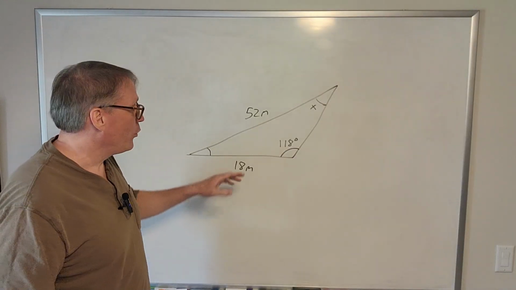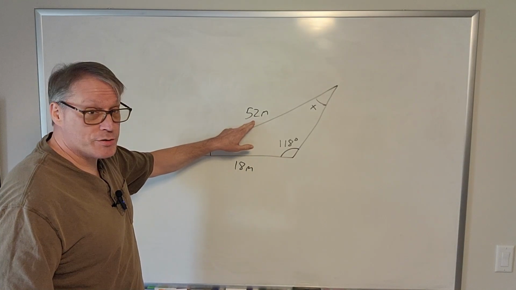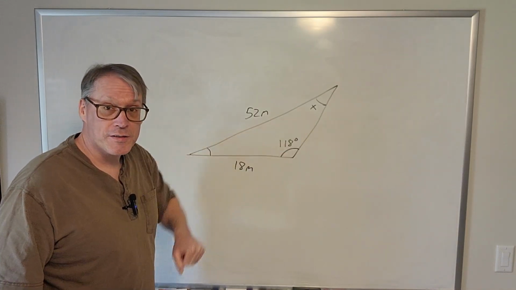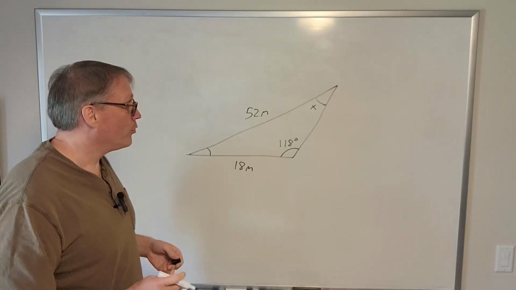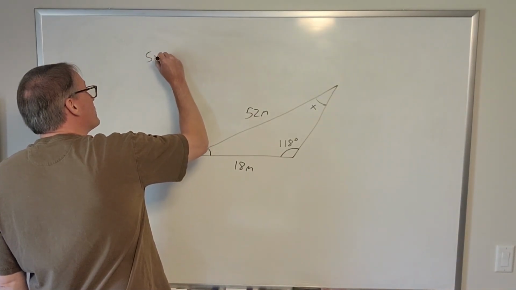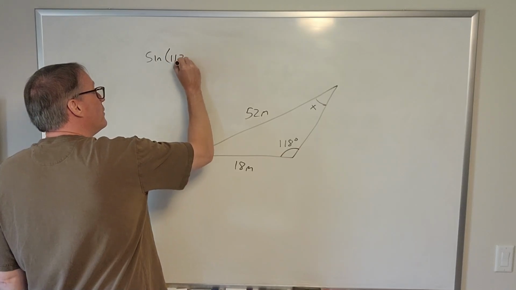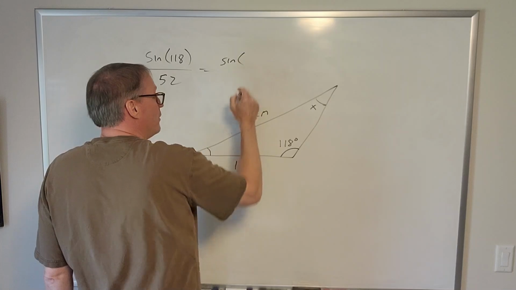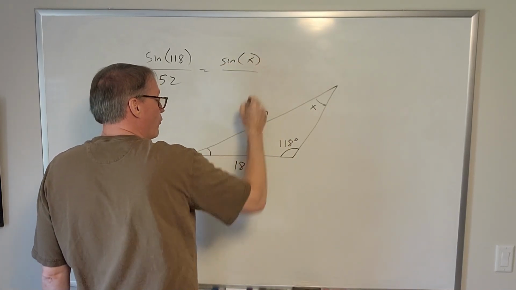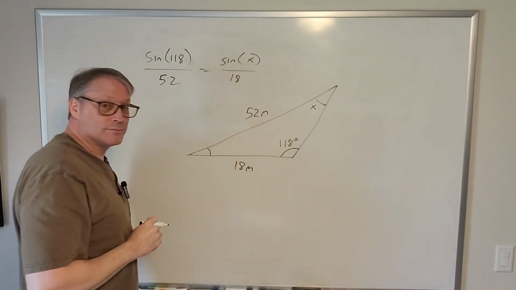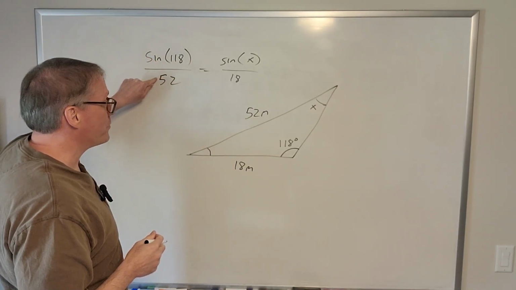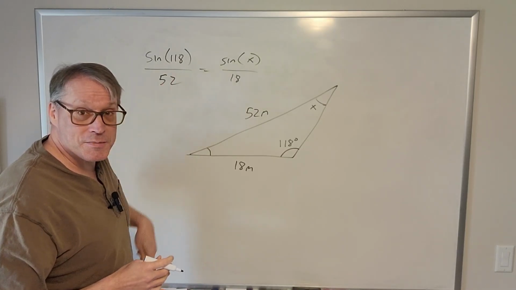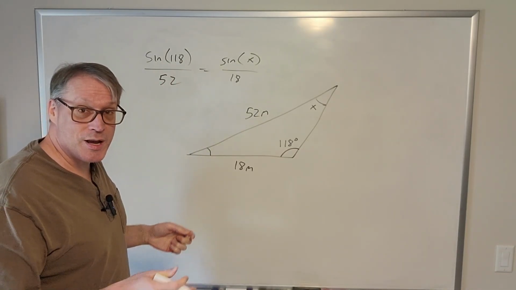Here's another example. We have 118 degrees here, 52 meters here, 18 meters here, but we don't know either of these two other angles, and we want to know what that angle is. How do we use the law of sines? Well, use this version. Sine of 118 over 52 equals the sine of x over 18. 118 is opposite 52, so sine of 118 opposite 52. Sine of x opposite 18, sine of x opposite 18. They're the opposites, okay?